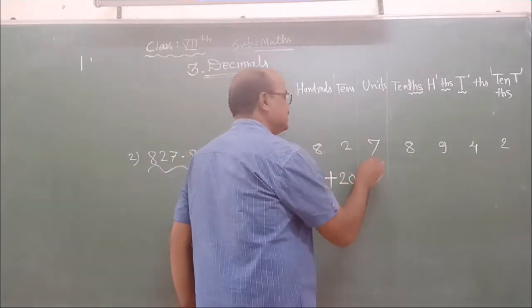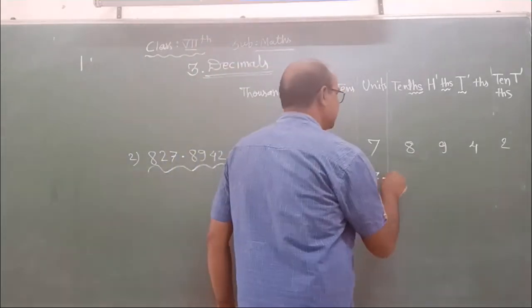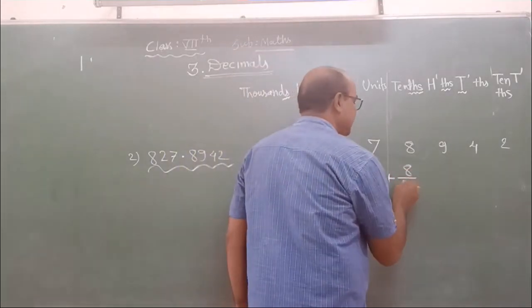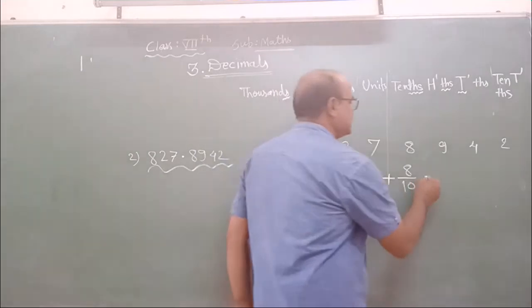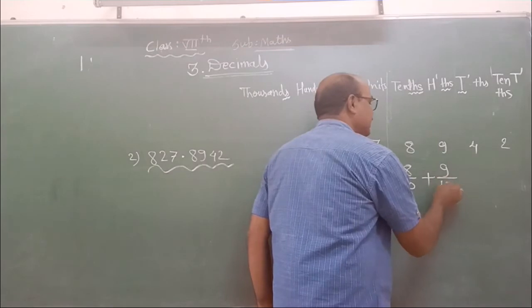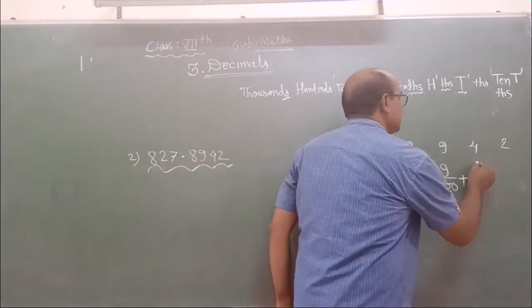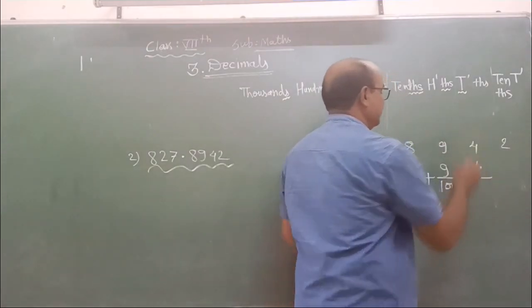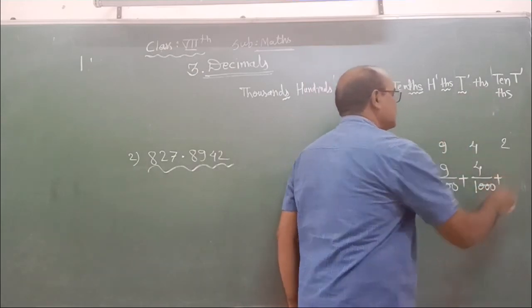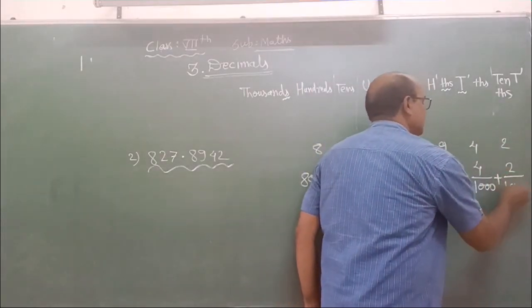Units place, 7 into 1 means 7 only. Now plus 8 tens. So students, it will be 8 upon 10. You know it very well. Plus 900. So it will be 9 upon 100 plus 4 tens means 4,000. So 4 upon 1000 plus 2 10,000 means 2 upon 10,000.